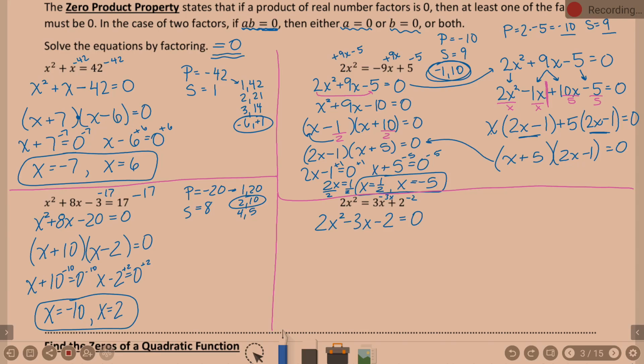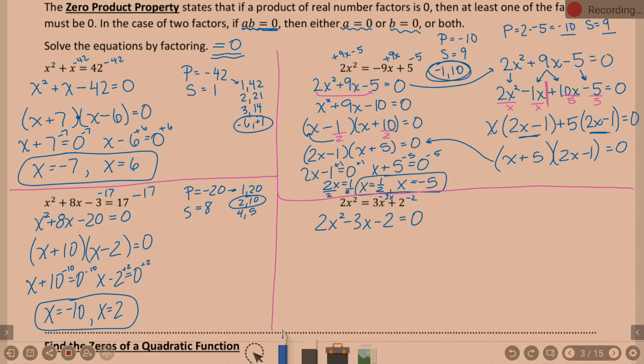Is there a GCF? No GCF. Okay, so no GCF. What's our method when there's no GCF and we have an A value? P equals AC. Okay. Product of AC or slip and slide?